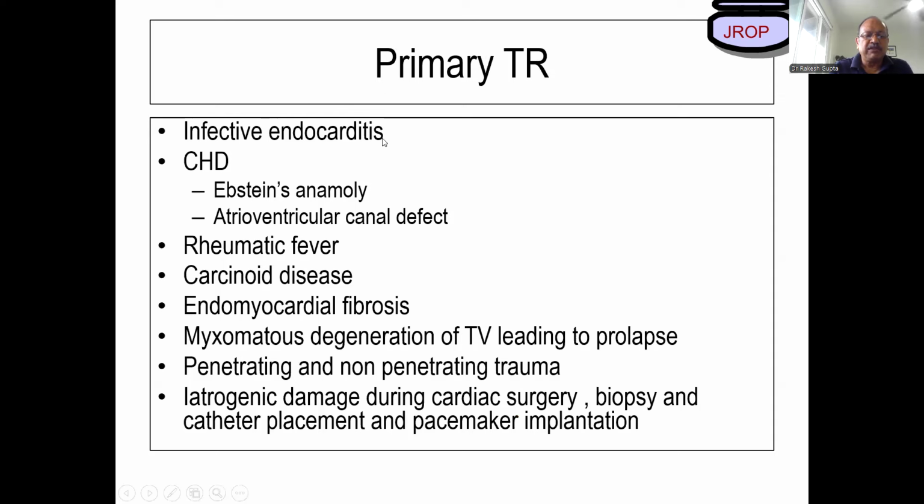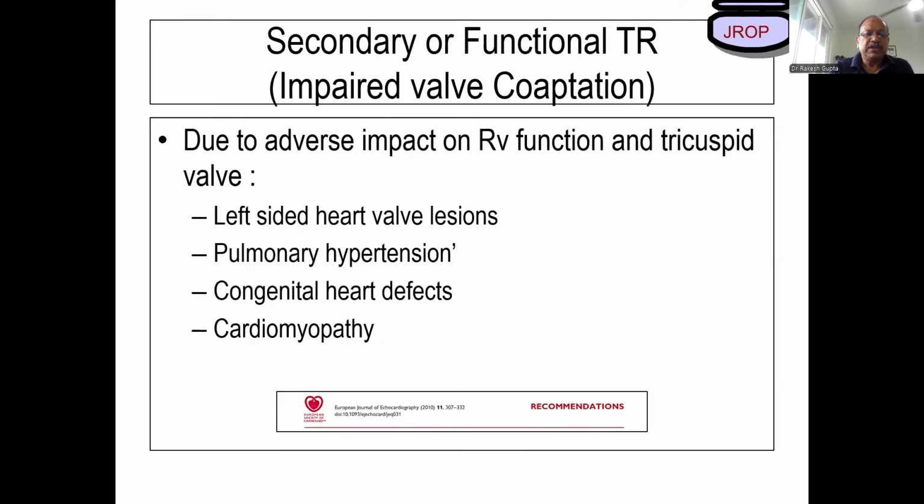In primary, we have a whole lot of conditions: infective endocarditis, congenital heart disease, rheumatic fever, carcinoids, endomyocardial fibrosis, myxomatous degeneration, penetrating or non-penetrating trauma, damage due to cardiac surgery or biopsy or catheter placement, pacemaker implantations. This is very, very important because a number of times when we insert a pacemaker, the pacemaker lead gets impacted in one of these leaflets, leading to primary TR. Secondary TR is, as I said a few minutes back, secondary to left-sided lesions, pulmonary hypertension, congenital heart disease, and cardiomyopathies.